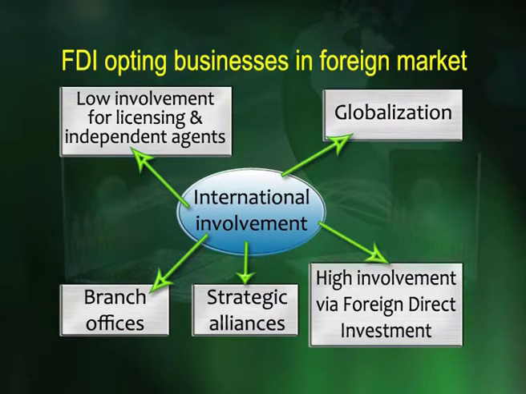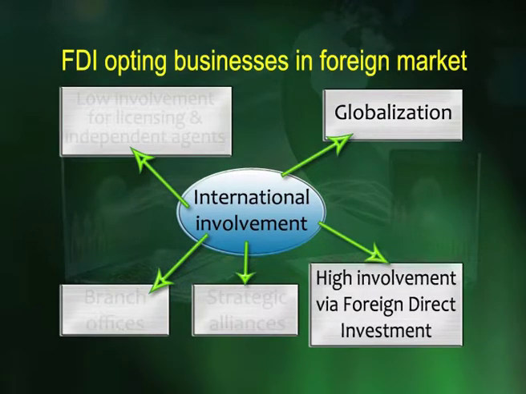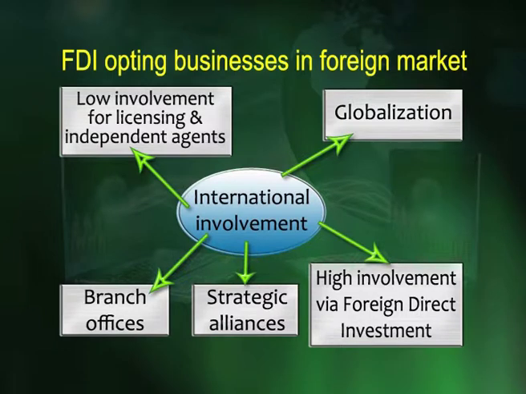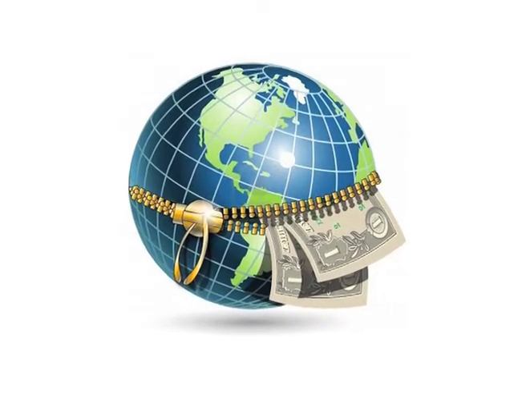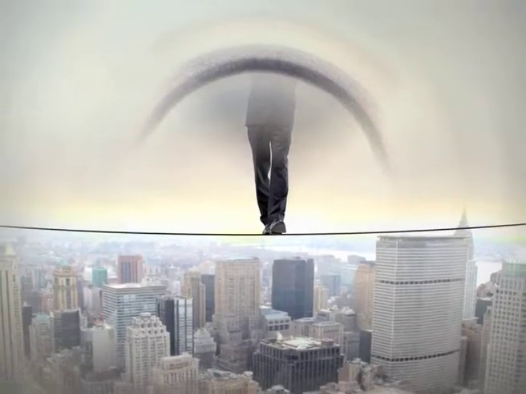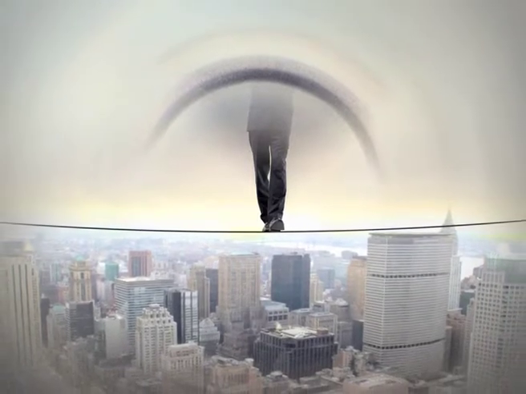Now, let us see this diagram. This is the international involvement through globalization. There is high involvement in foreign markets through foreign direct investment, strategic alliances and branch offices. There is low involvement when you go for licensing or independent agents. Now, the barriers to international trade still dictate the market, because it is a difficult practice to go global or go international.